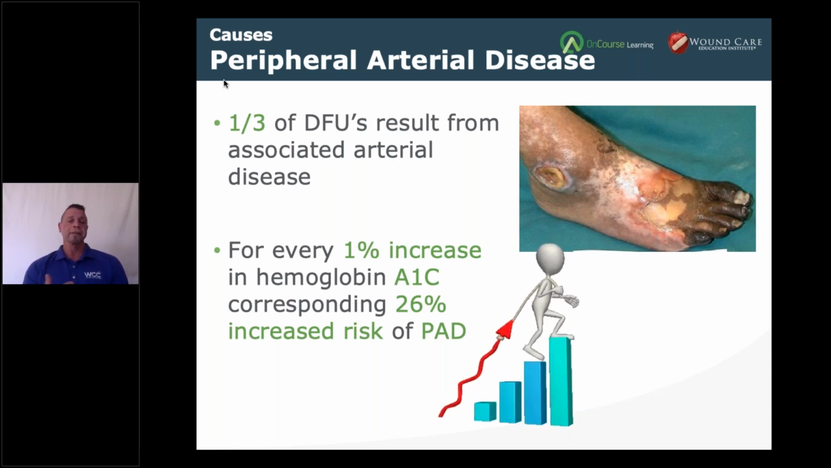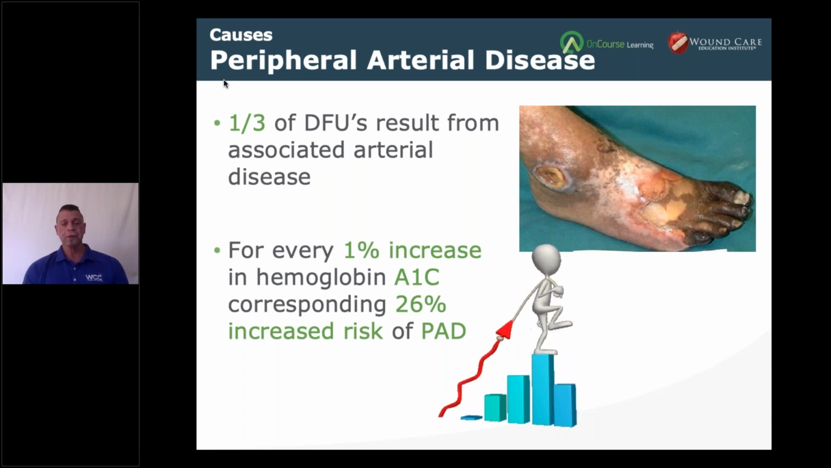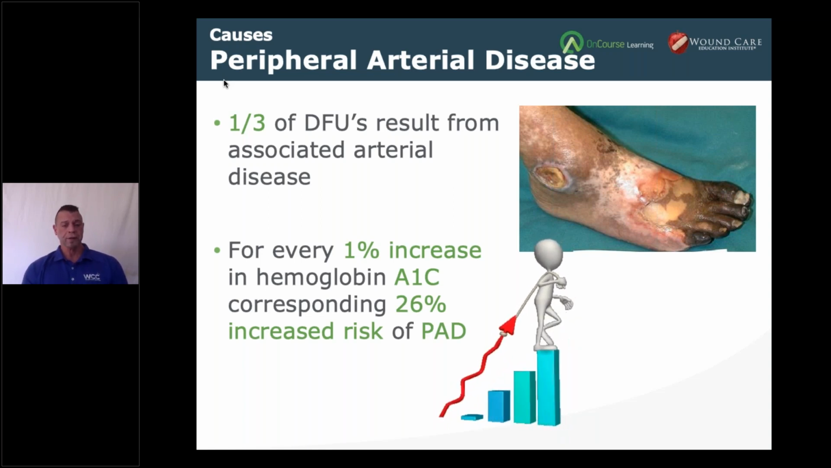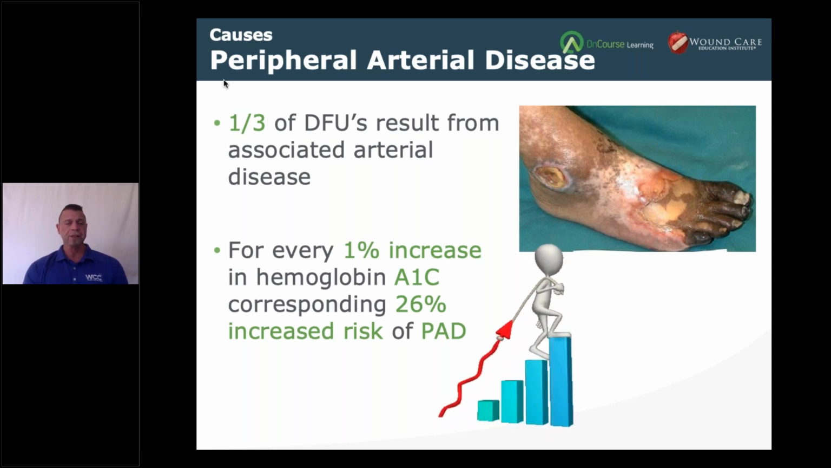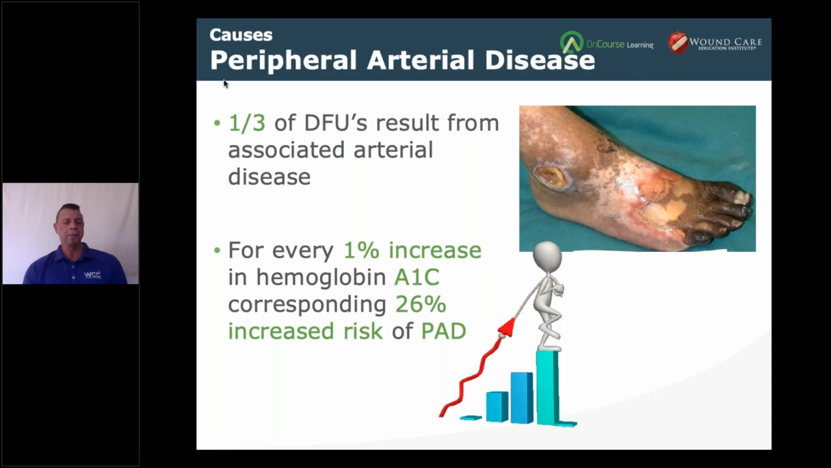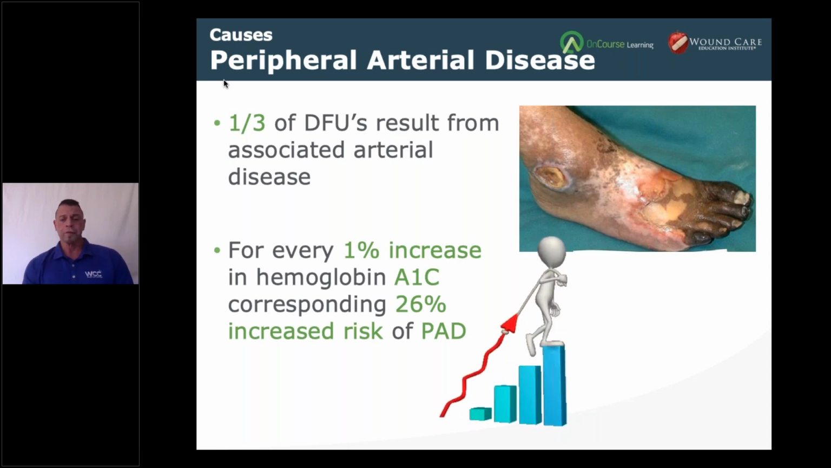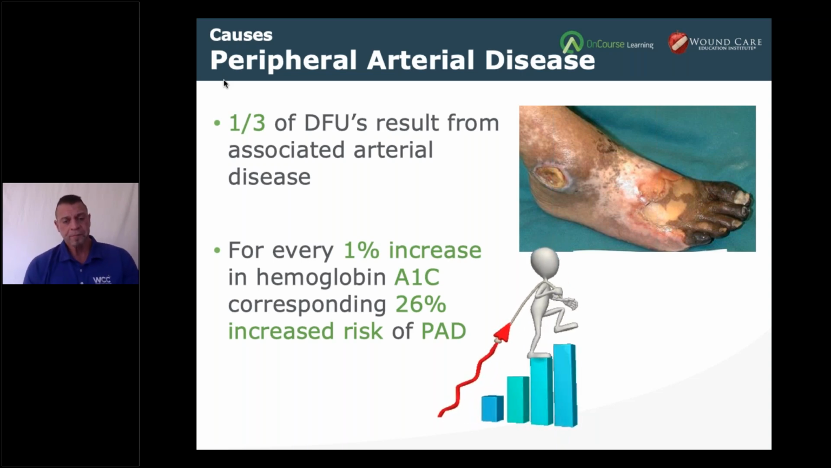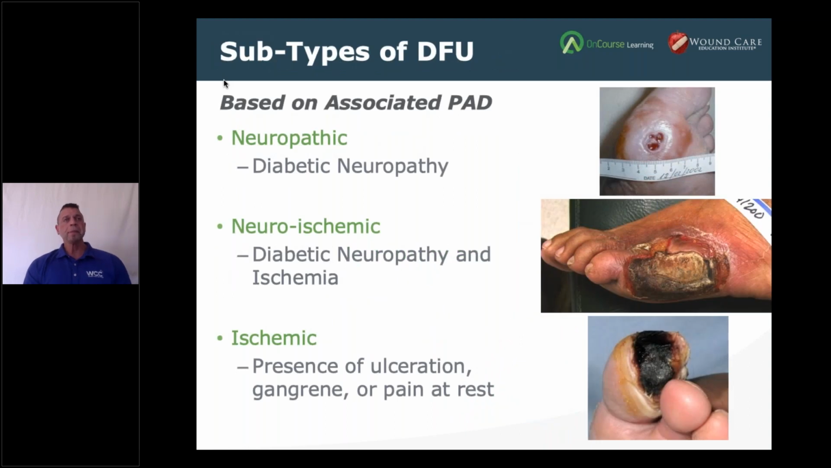But on top of that, as I mentioned, our patients also commonly suffer from arterial disease. And it's been shown in studies that for every 1% increase in their hemoglobin A1C, there is a corresponding 26% increased risk of peripheral arterial disease. So that means when it comes to DFUs, we can subtype them because they're not all just one or another. Sometimes they're a combination.